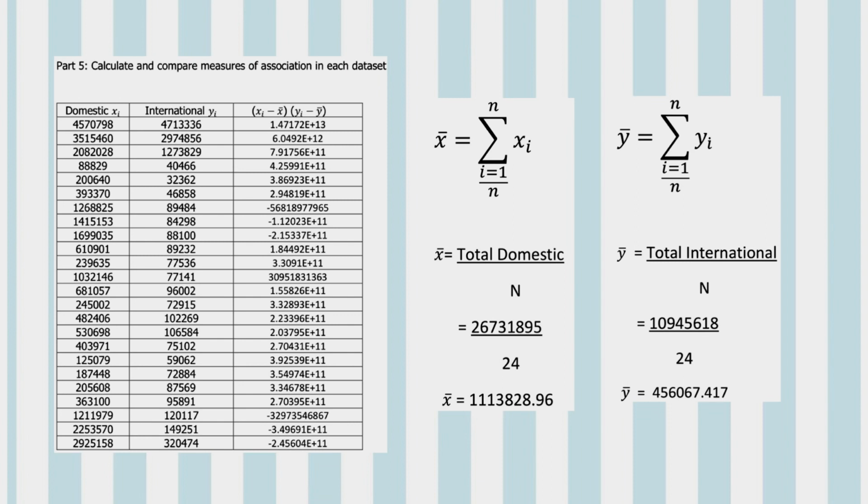Next, we need to find the mean for Y. Sum all the totals of international and then divide by N. The total of international in this data is 10,945,618. Divided by 24 equals 456,067.417. So 456,067.417 is the value of Y bar.